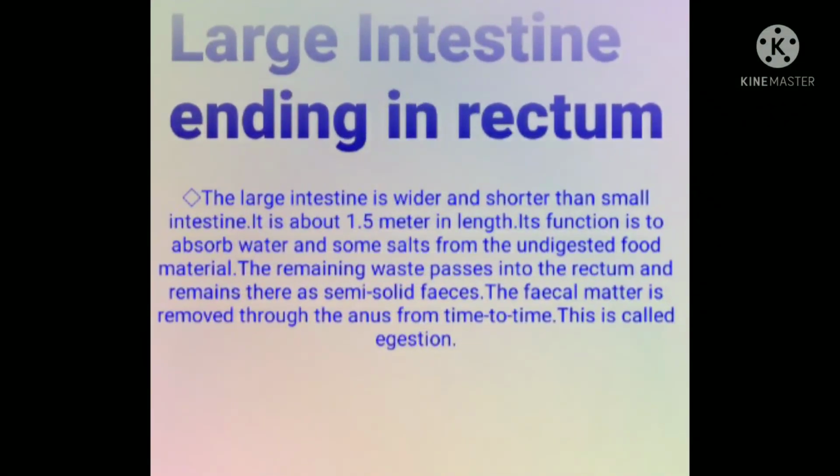Large intestine ending in rectum. The large intestine is wider and shorter than the small intestine. It is about 1.5 meters in length. Its function is to absorb water and some salts from the undigested food material. The remaining waste passes into the rectum and remains there as semi-solid feces. The fecal matter is removed through the anus from time to time. This is called egestion.